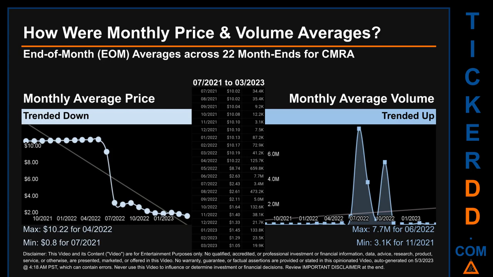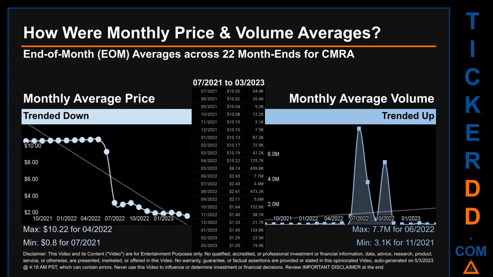How were price and volume averages for CMRA? Across 375 trading days, there were a total of 22 month ends, of which monthly averages for daily price and volume were calculated. Overall, monthly price average trended down while monthly volume average trended up.